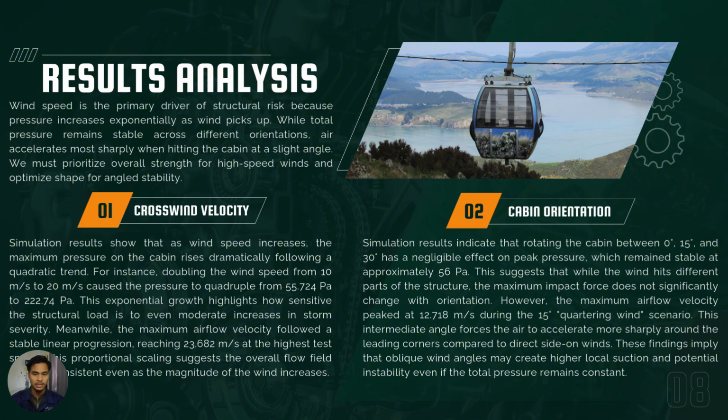Next, the analysis for the second factor, which is the cabin orientation. Simulation results indicate that rotating the cabin between 0 degrees, 15 degrees, and 30 degrees has negligible effect on peak pressure, which remains stable at approximately 56 Pascal. This suggests that while the wind hits different parts of the structure, the maximum impact force does not significantly change with orientation. However, the maximum airflow velocity peaked at 12.718 meters per second during the 15-degree quartering wind scenario.